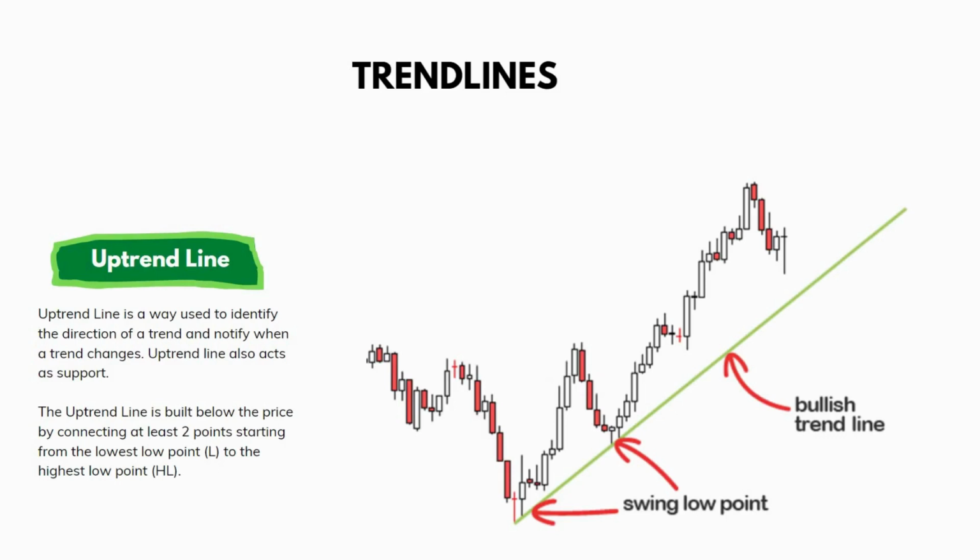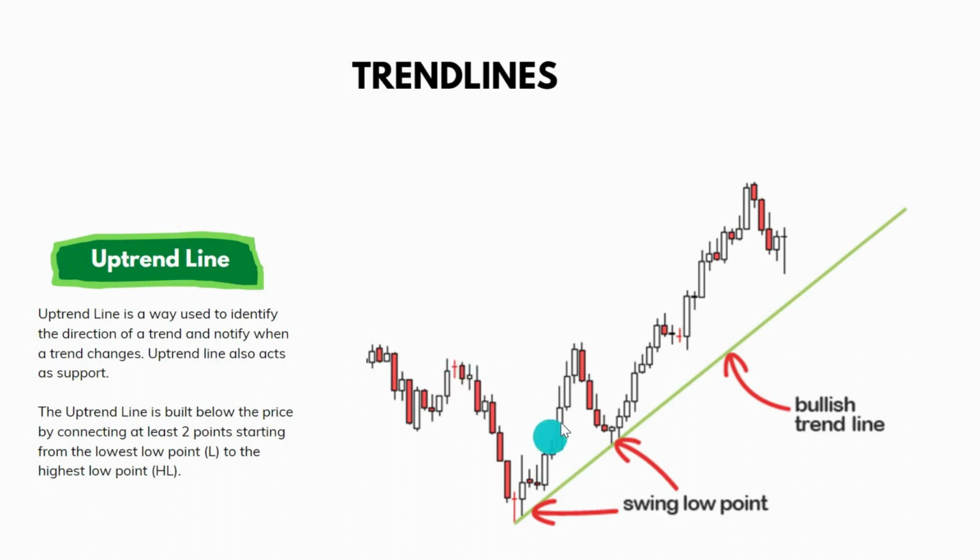Uptrend line. The uptrend line is a way used to identify the direction of a trend and notify when a trend changes. The uptrend line also acts as support. It is built below the price by connecting at least 2 points, starting from the lowest low point to the highest low point.